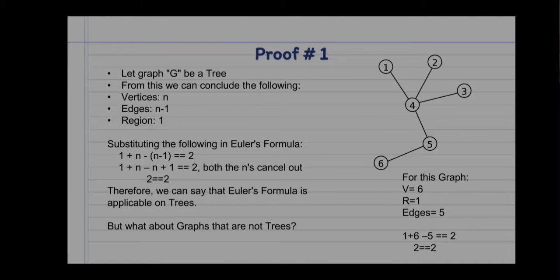And from this we can conclude that if the number of vertices is n, the number of edges is n minus 1, and the number of regions in trees is 1. And if we substitute the following into Euler's formula, we see that both the n's cancel out and we get 2 is equal to 2. Therefore, we can say that Euler's formula is applicable on trees. But what about graphs that are not trees? Let us look at them.